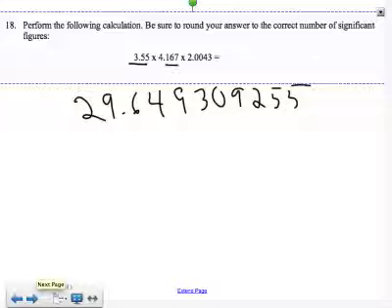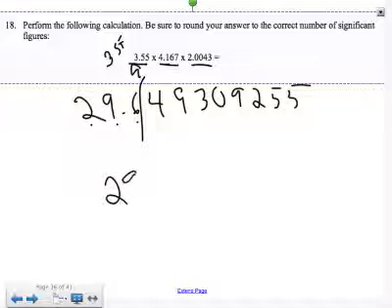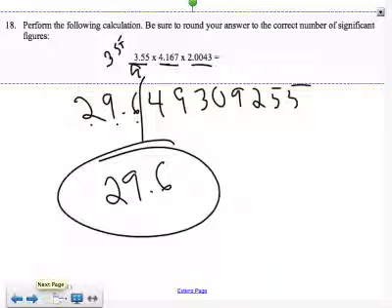In multiplication and division, you find the value with the least number of significant figures, which here is 3.55. It has 3 significant figures. So I have to round my answer off to the 3rd significant figure. 1, 2, 3. Round it off. My answer is 29.6. That has 3 significant figures.